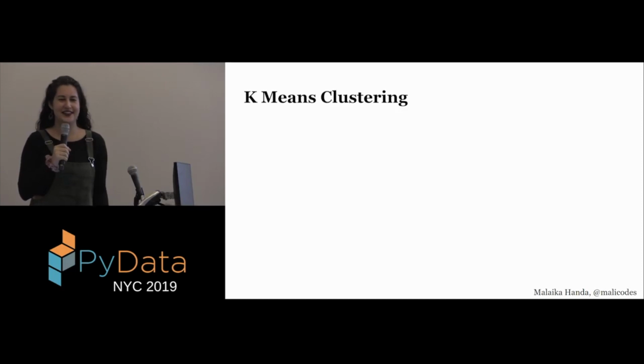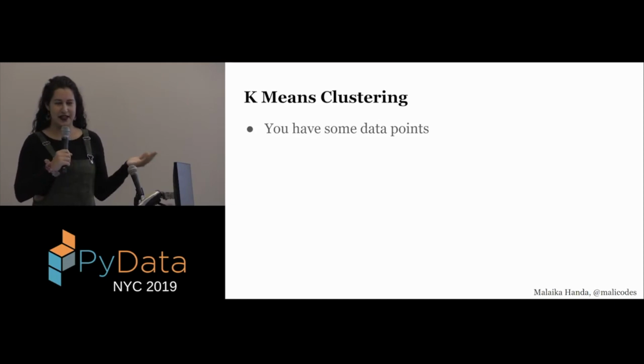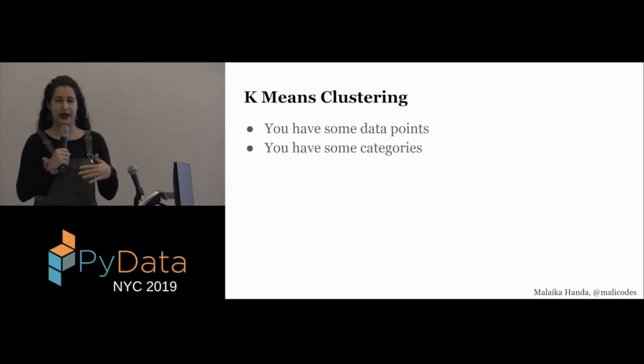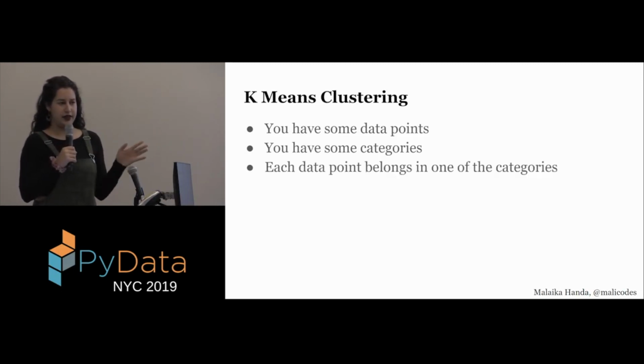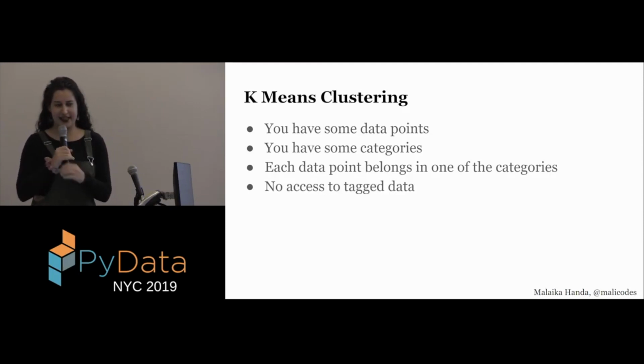So the ideal problem setup for k-means clustering is these bullet points. You have some data points. So here, one data point is 1 pixel in an image, and each image is going to be treated as its own individual data set. Then we have some categories. So here the categories that we care about are skin and not skin. And so those are the 2 labels that we're trying to end up with. Then each data point belongs in one of the categories. So this is really cut and dry. We want every pixel to end up totally sorted. We don't want any maybe pixels here. And then the last thing is we have no access to tagged data, and that's what I mentioned earlier.